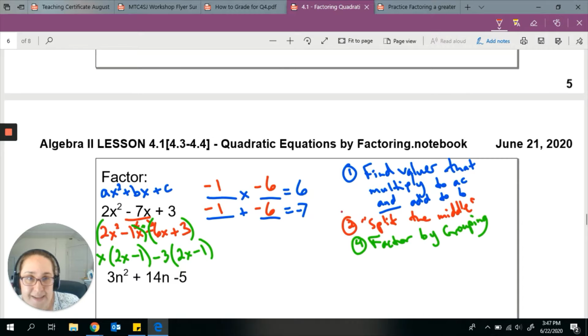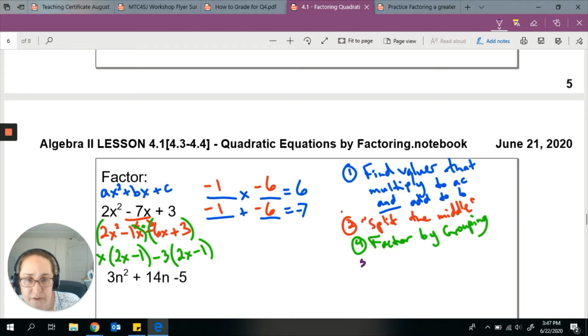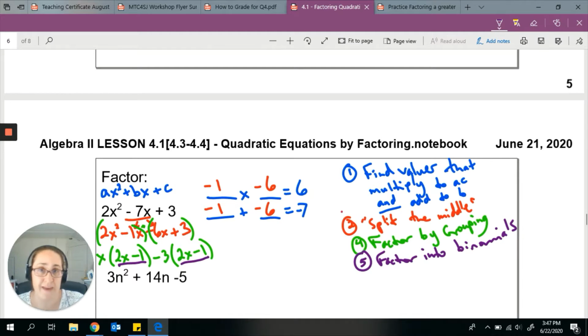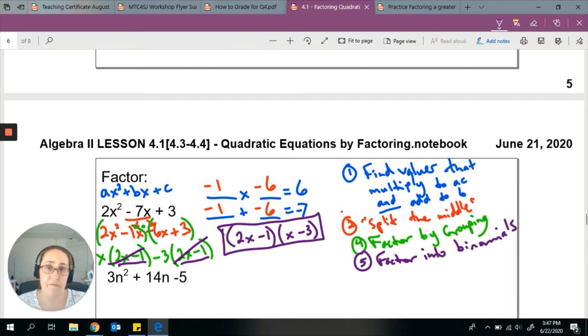Okay, and then our last step is factor into binomials. If you've done this method correctly, you should have two binomials that are the same as the factors. So we're going to factor out that binomial. That becomes our first factor. And when we factor that out, we're left with x minus 3. So that is the factorization of that expression.